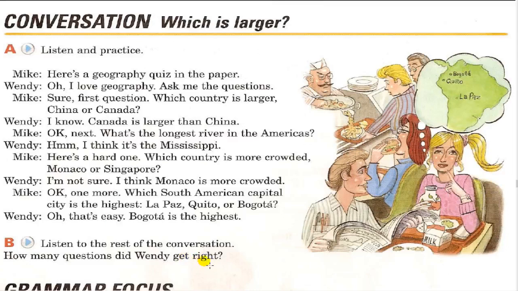So let's see how you did on this quiz. The first question, which is larger, China or Canada? You said Canada, and you're right. Both are large, but Canada is larger. Next, what's the longest river in the Americas? You said the Mississippi. Sorry, no, it's the Amazon. Oh, of course. This next question I didn't know. Monaco is more crowded than Singapore. So I got it right? I just guessed. And finally, you said that Bogota is the highest capital city in South America. Yeah, I remember hearing that somewhere. Sorry, Wendy, but you're wrong. La Paz in Bolivia is the highest. Really? Gee, I guess I didn't do so well. Too right, but too wrong.